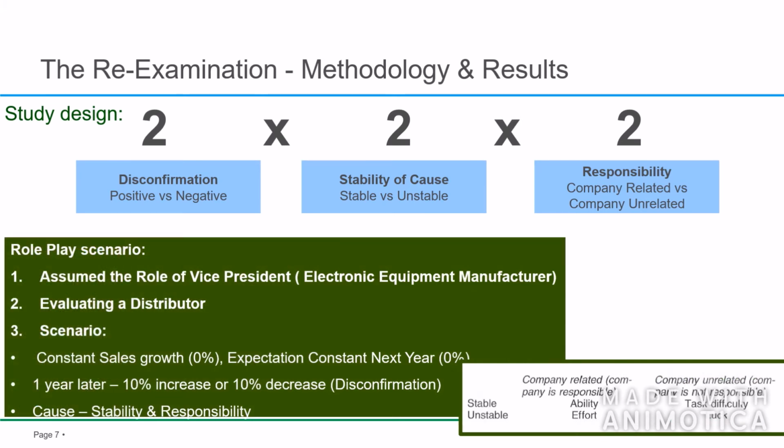In this study itself, the students were given a role-play scenario. They were asked to assume the role of vice president of an electronic equipment manufacturer company. In their role, they were asked to actually evaluate the distributor. And based on the students' experience and current economic status, they predicted the sales figure to remain the same at 0% increment next year. So the scenario moved forward. 1 year has passed, the sales increased 10% and performed better. So the students were asked to elaborate more on the cause of stability and responsibility.